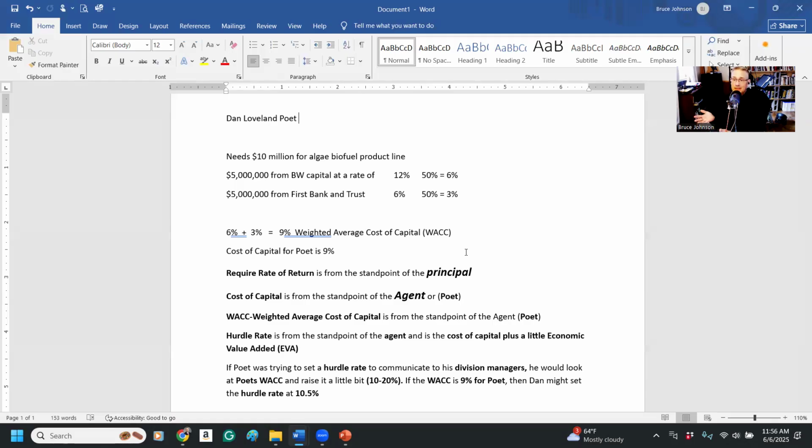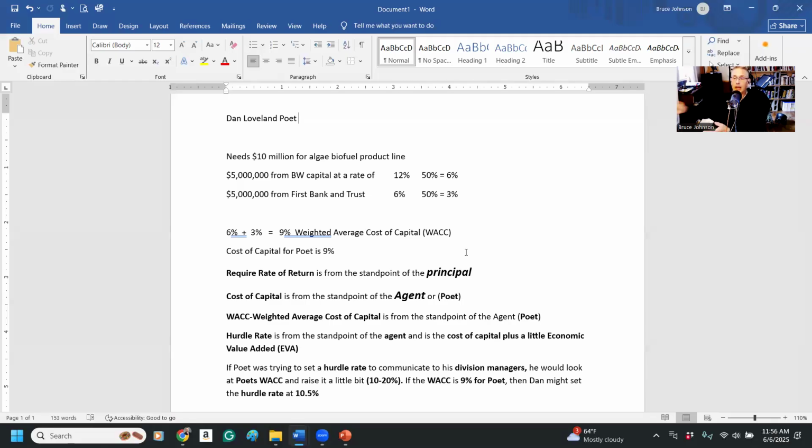It's the same thing as a stock valuation or a private business valuation. They're trying to figure out how much of a rate of return does this need to provide? So the algae biofuel to cover the weighted average cost of capital. That's what they're trying to figure out inside Poet. If they can provide that rate of return that's higher than the cost of capital, well, then they should go through with it.